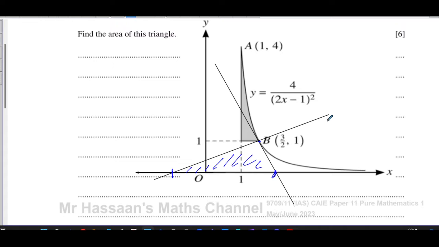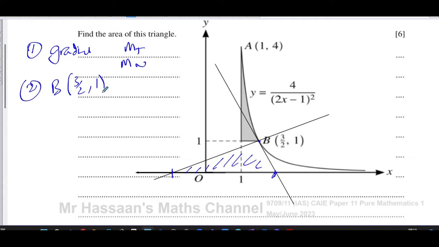To find the equation of a straight line, which they both are, you need 2 things. You need to know the gradient of the line, so we need the gradient of the tangent and the gradient of the normal. And the second thing we need is a point that the line passes through. For both of them, B is a point that we know they pass through. So using this information, we can now find the equation of the tangent and the normal.